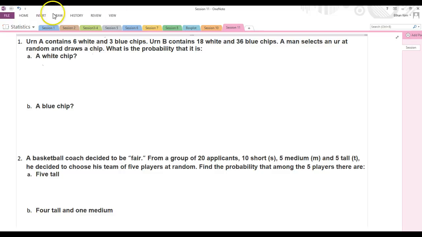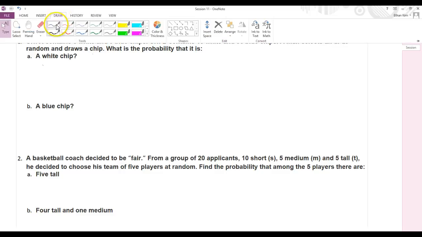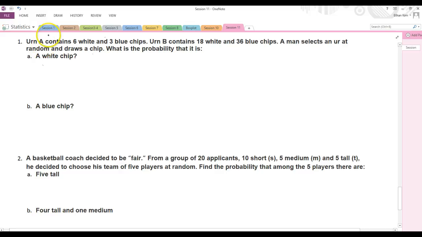Okay, so it says urn A contains six white and three blue, right? Urn B has 18 white and 36 blue chips. A man selects an urn at random and draws a chip. What is the probability that it is a white chip?